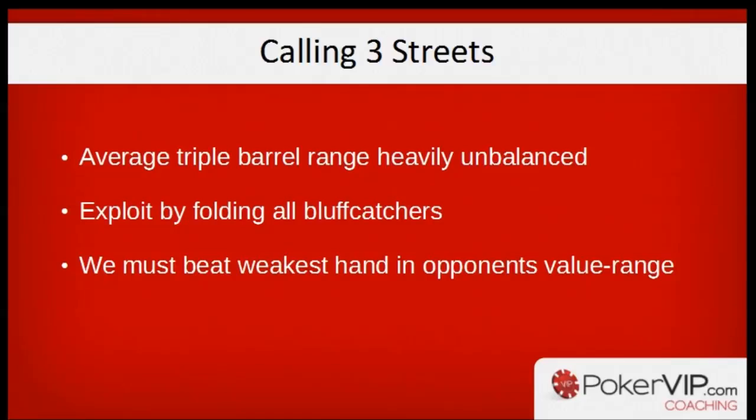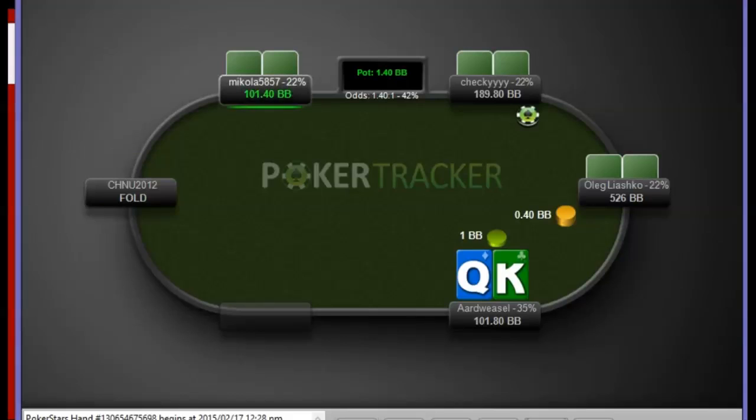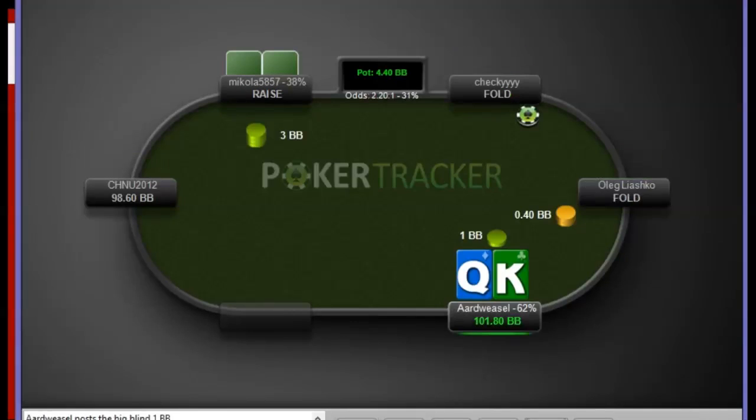To continue, we must at least beat the weakest hand in opponent's value range. So we're going to look at some examples and we're going to define these terms a little better in case this is unclear. So here in this hand we have Queen King. We'll briefly comment on the action, but we're mainly interested in the river play.